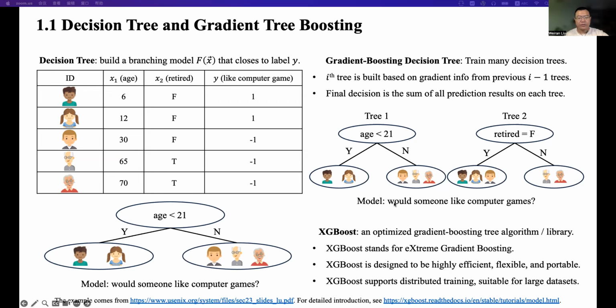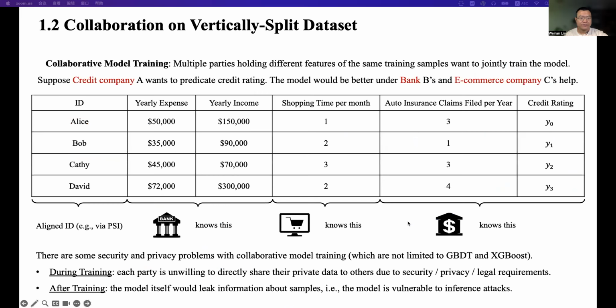XGBoost stands for extreme gradient boosting. It is an optimized gradient boosting tree algorithm. It also refers to the library name that implements the XGBoost algorithm. The library is designed to be highly efficient, flexible, and portable. It supports distributed training, suitable for large datasets.